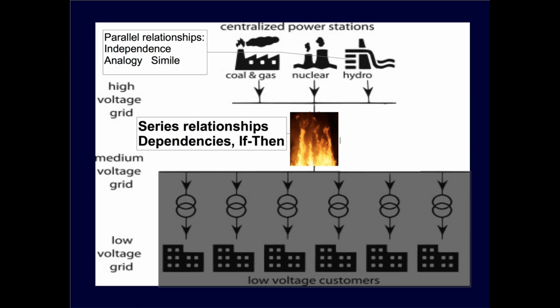However, in this electric grid utility system, there is also a transformer in series between the high voltage grid and the medium voltage grid. If that transformer is not sized correctly and catches on fire as a result, then all those low voltage customers are in the dark with no electric power. The series relationship between the high voltage grid and the low voltage grid makes the customer dependent on the transformer.